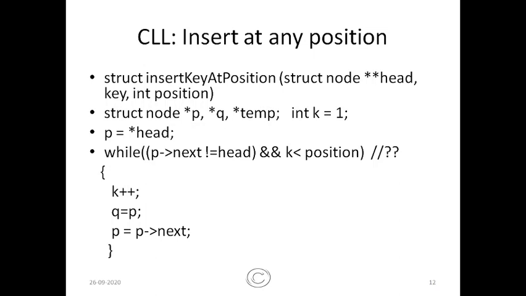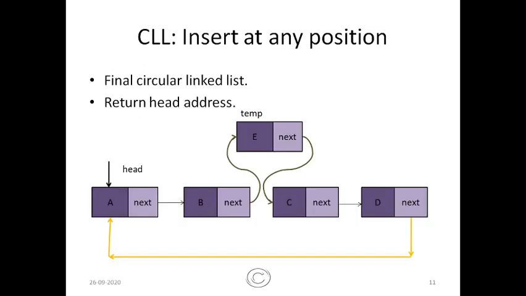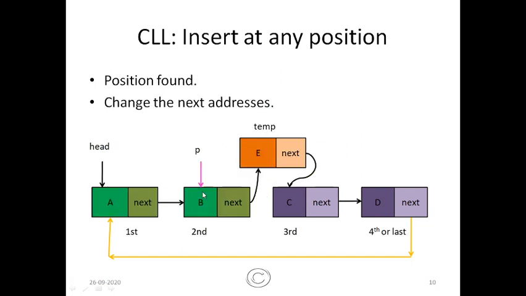Okay, and k is another integer value which will count the number of nodes you have visited. So you want to insert after the second node, so position is given as 2, and k will be incremented. Here we have taken another temporary pointer q, which will keep track of the previous node, while p keeps track of the current node. So in the earlier case, b will be the q value and c will hold the p value, if you look at that code.